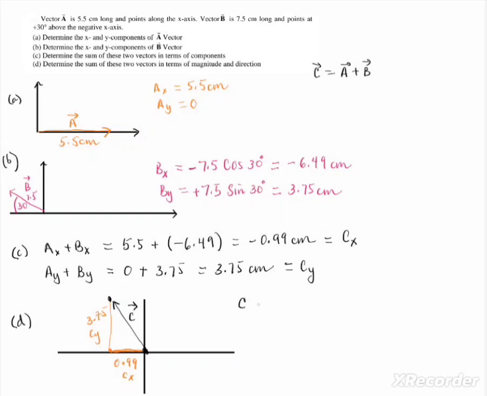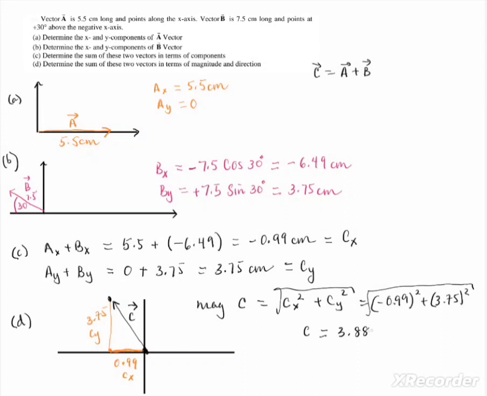So the magnitude of C is equal to the square root of Cx squared plus Cy squared. So we have negative 0.99 squared plus 3.75 squared. We take the square root of that, which gives us 3.88 centimeters. Do not forget the unit.